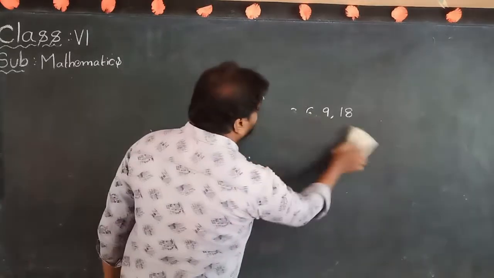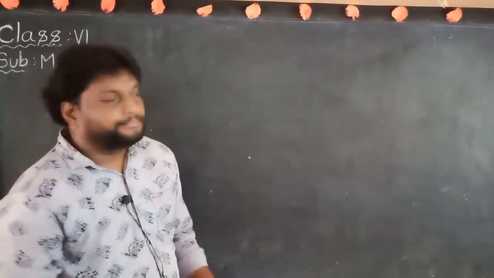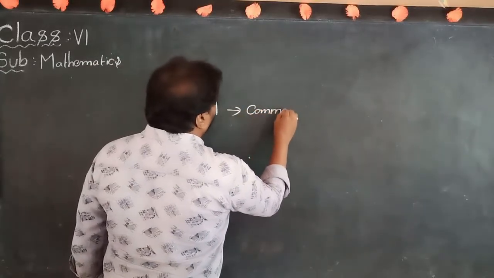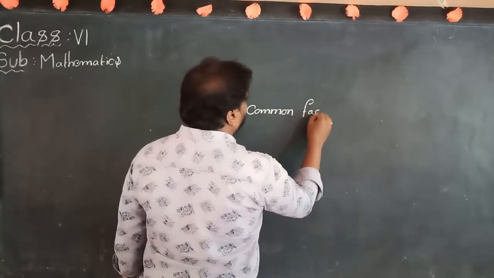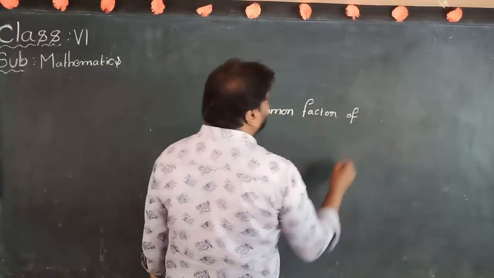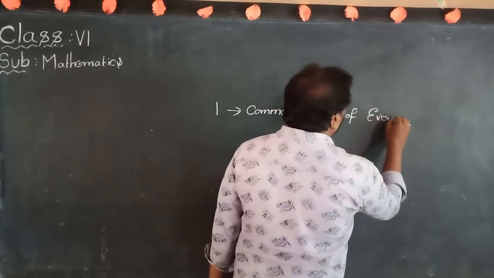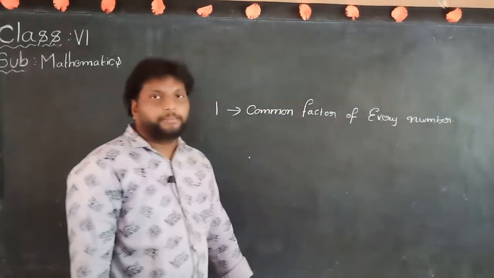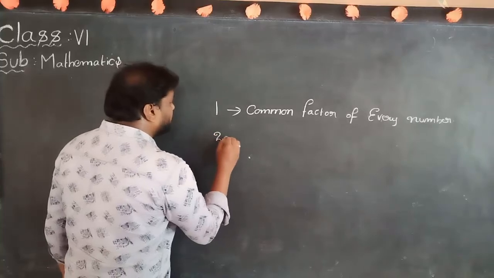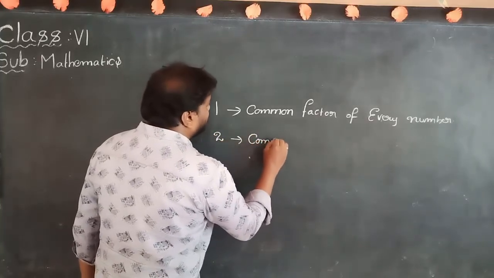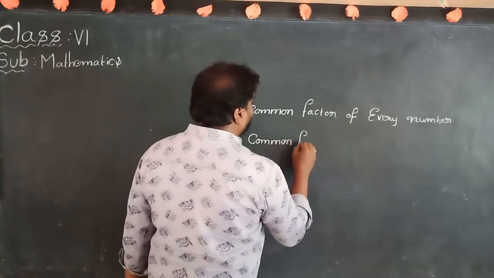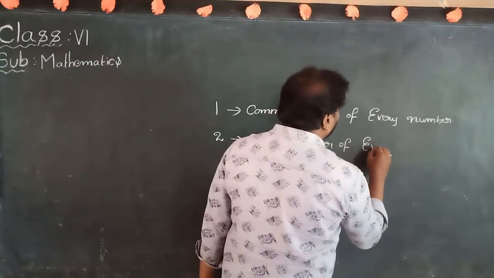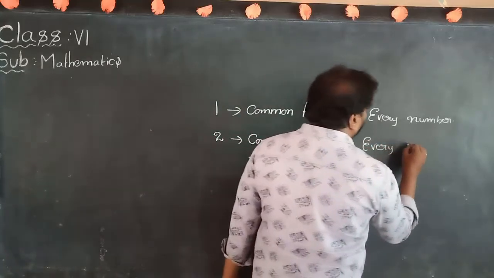This is about factor. Then 2 also. 1 is the common factor of every number, means each and every number is divisible by 1. Like that, 2 is the common factor of every even number.